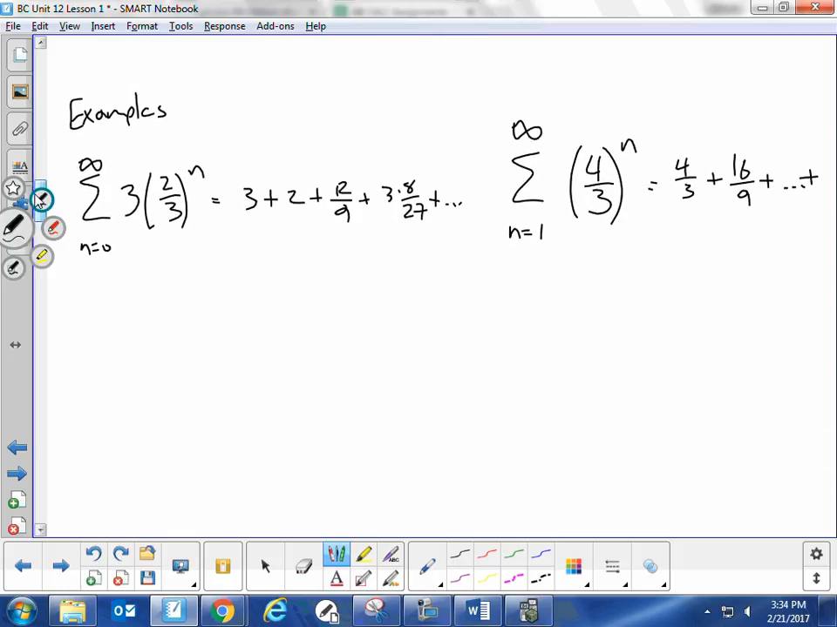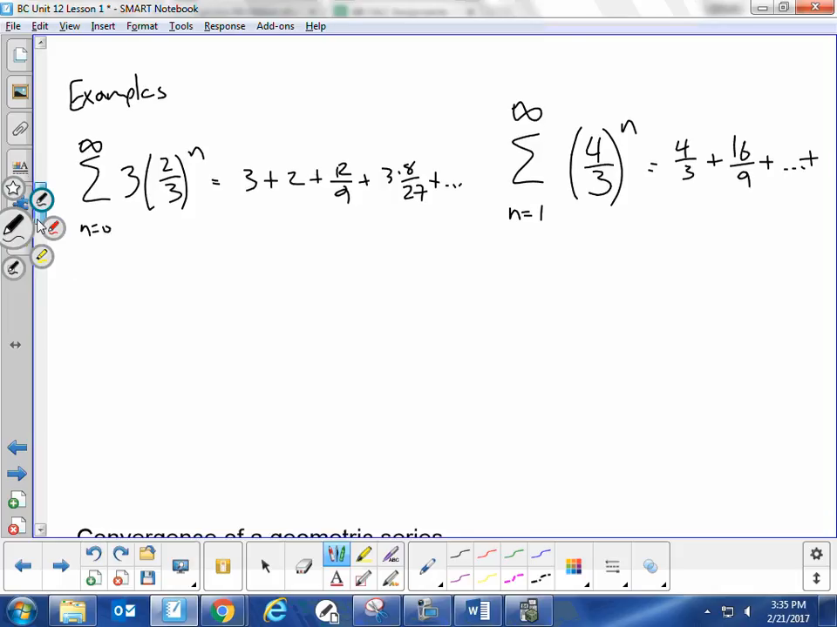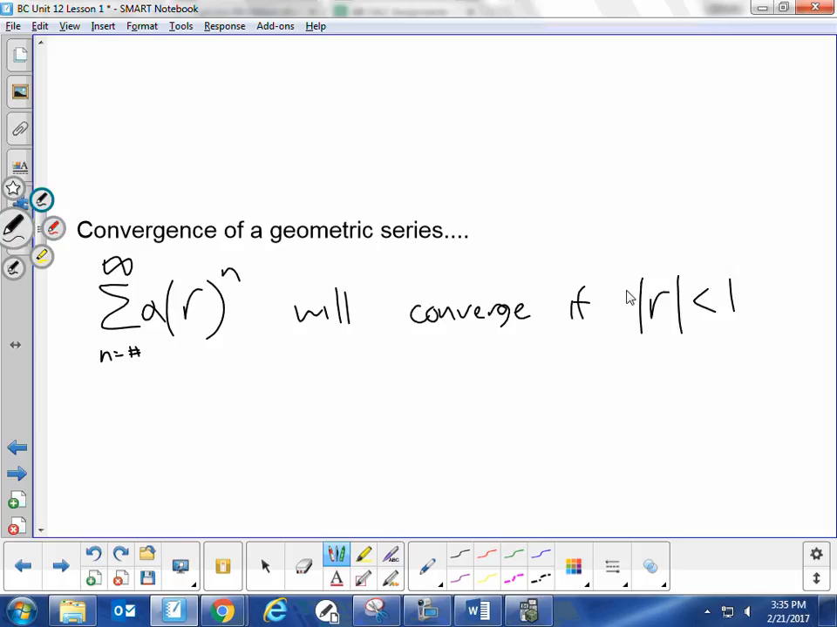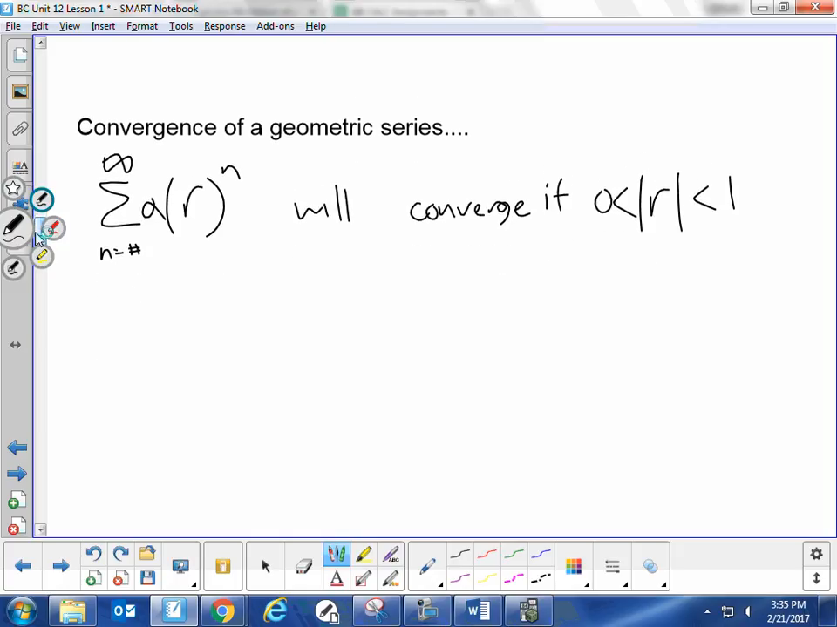Okay? Geometric series are very easy to deal with. A geometric series will converge if the r value that's being taken to the nth power is between 0 and 1. And it's not just positive r values between 0 and 1, it also will be positive and negative values between 0 and 1. And this is one of the only series that we can do this.